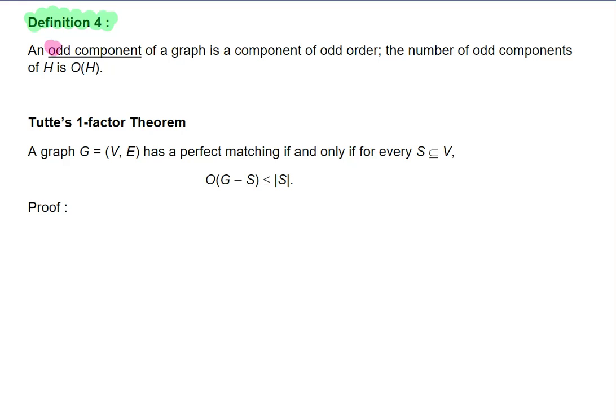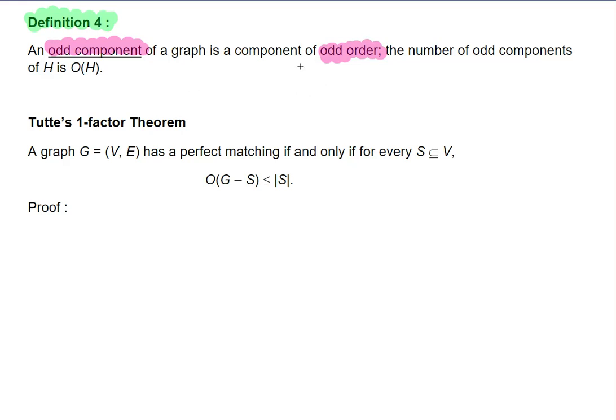Odd component of a graph G. It is a component of the graph, that means a subgraph of this graph. It is a component of odd order. We have a component in G and then that component is of odd order.